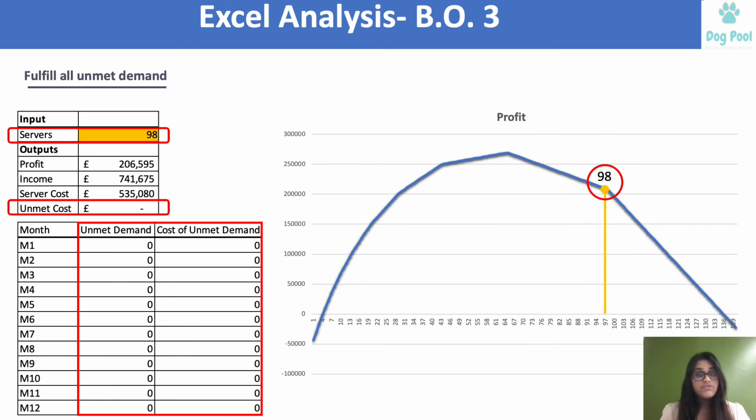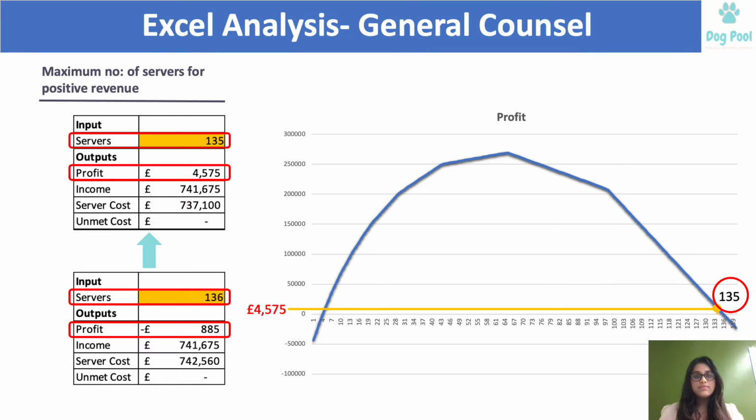So business objective 3 would be that there is no unmet demand, and we would recommend a number between 65 and 98. We've suggested 98 on the graph to ensure that there is no unmet demand and that there are no negative repercussions from any unmet demand, and to ensure that all of your customers are accommodated on the database.